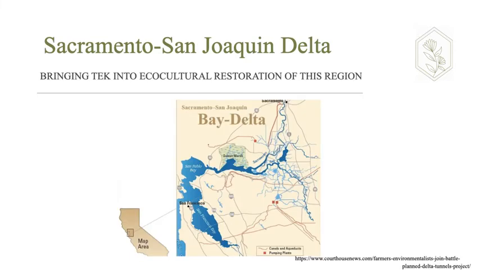So I found this study on the Sacramento-San Joaquin Delta in California. So here's a little map if you're not familiar.